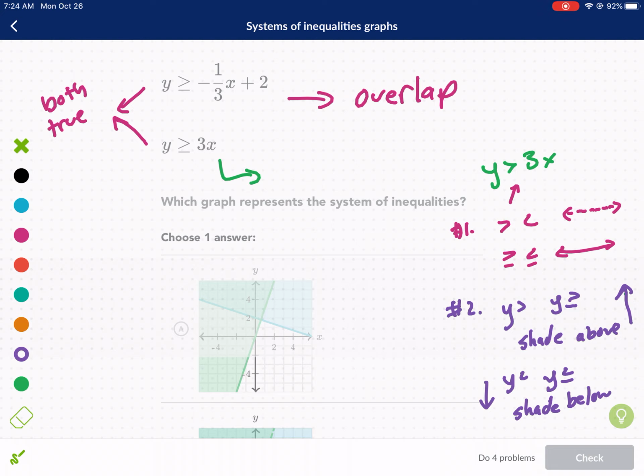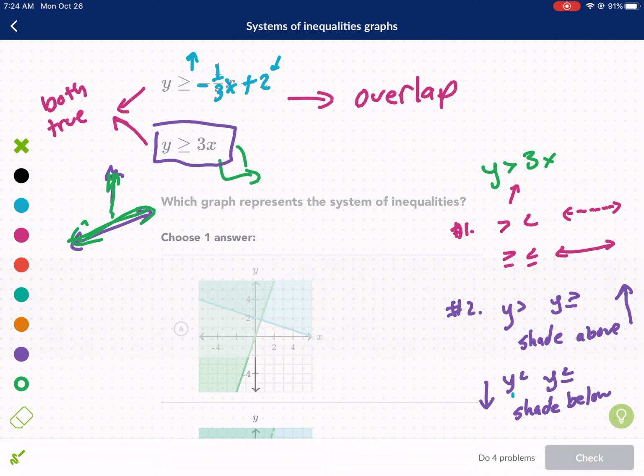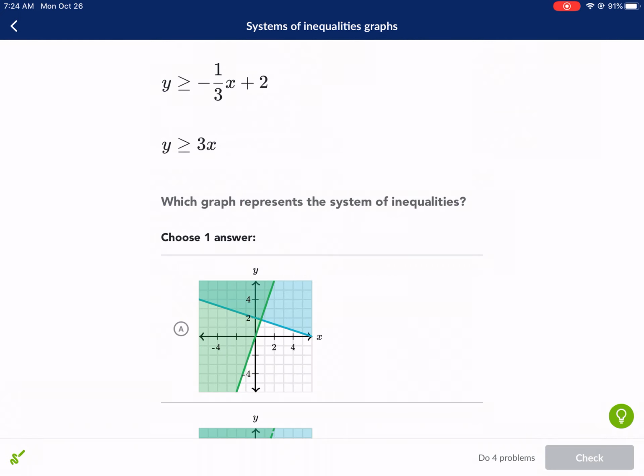So if we're looking at y is greater than or equal to 3x, we're going to be shading above, and it's going to be a solid line. Okay, let's look at the other one. That was the green one. So the green one is this guy. So we're shading above the green one, and it's a solid line. And for the blue one, we're shading above this line, negative 1/3x plus 2. The y-intercept is 2. This y-intercept is 0, by the way. It's plus 0. And this guy is shading above, and it's solid also. So we're going to look for those cases.